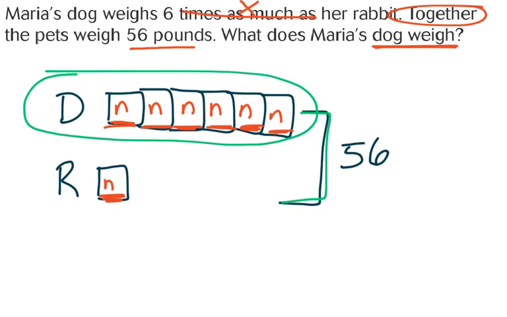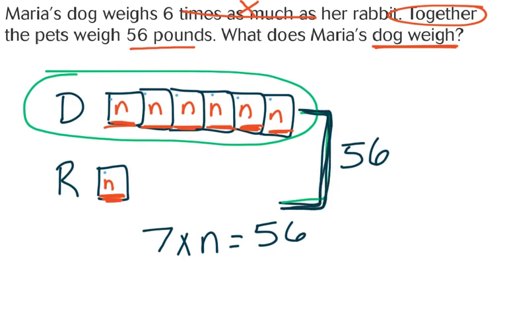We need to set up the equation to figure out what n is equal to. In order to do that, let's count all of the n's that we have, not just the dog's, but all of them. We have 1, 2, 3, 4, 5, 6, 7 total n's. So the equation that we're going to set up is 7 times our missing value of n is equal to our total of 56 pounds. Here's our total of 56 pounds. Now we need to solve for our missing n.